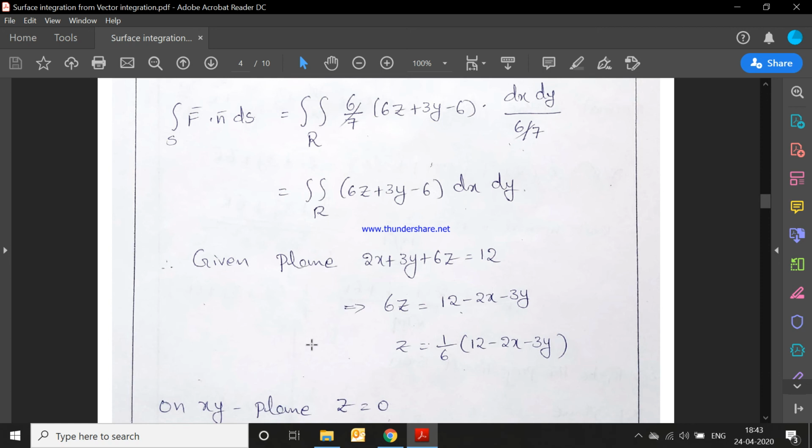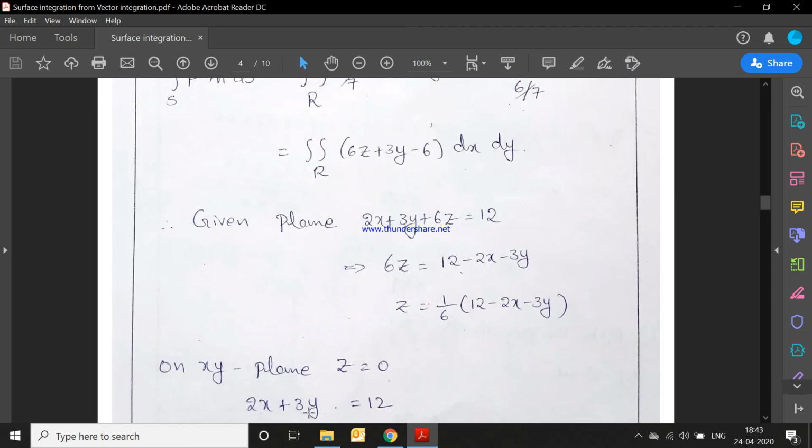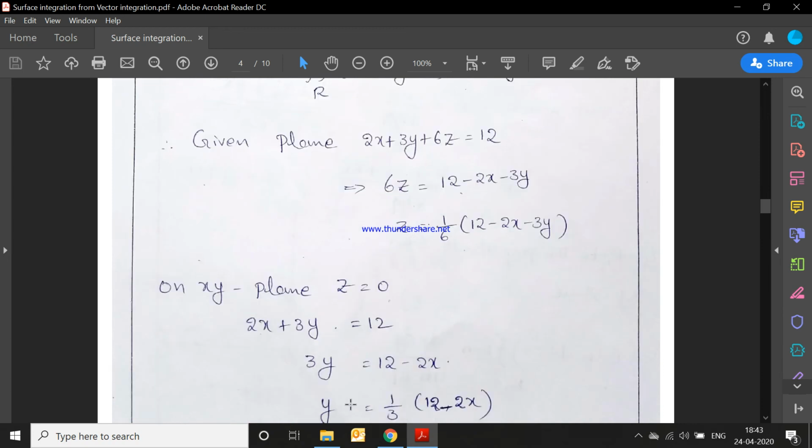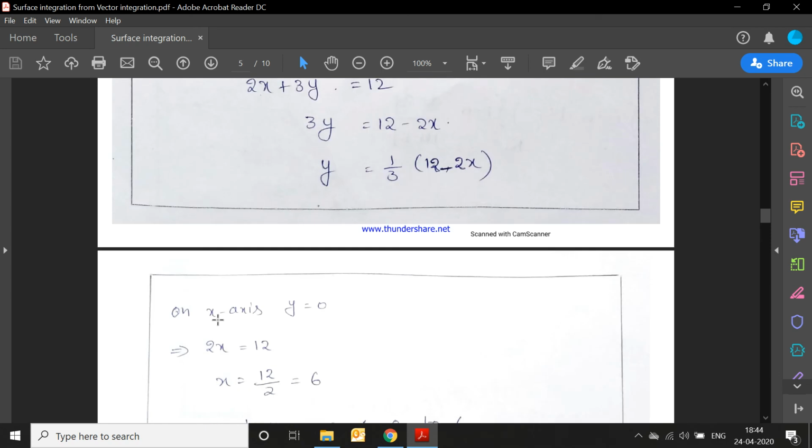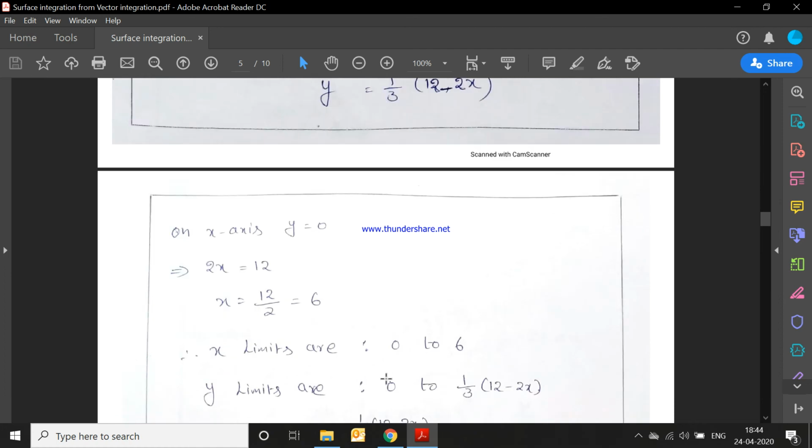Going to the plane, here the plane is xy, so on the xy plane z is 0. So our plane becomes 2x plus 3y is equal to 12. That is, 3y is equal to 12 minus 2x, y is equal to 1 by 3 into (12 minus 2x). Next, on the x-axis y is 0, so 2x is equal to 12, x is equal to 12 by 2, which is 6. Now going to the limits, x limits are 0 to 6.